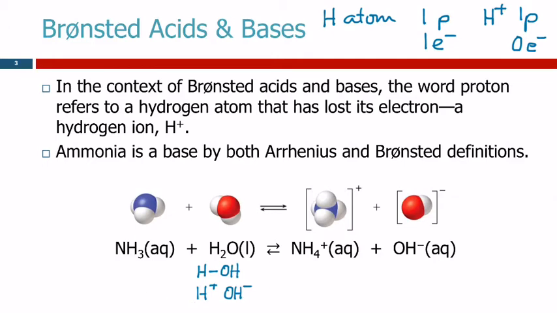A base is a proton acceptor. And so this is acting as a base. And we get the ammonium ion, and then what's left after the water loses a hydrogen ion, it's the hydroxide ion that's left. So the Bronsted-Lowry base definition says that ammonia is a base because it accepts a proton. The Arrhenius definition says that ammonia is a base because when you put it into water, it ionizes and forms hydroxide ion.